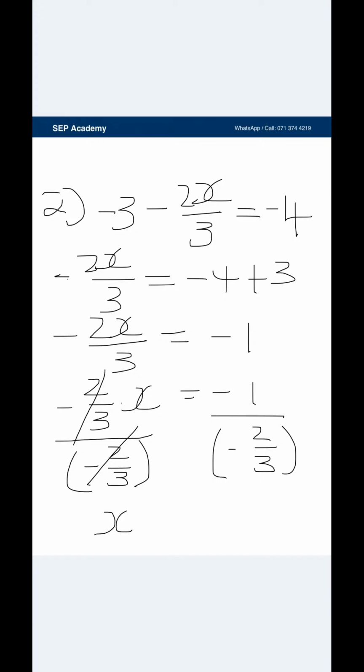Then you remain with your x, which will be equal to, you can punch that on your calculator. It should give you positive 3 over 2. Let's see, when we punch it on a calculator, it's negative 1 divided by, in brackets, that negative 2 over 3. Yes, it gives positive 3 over 2, and that should be the end of it. Maybe let's look at another example and see how far we can go.